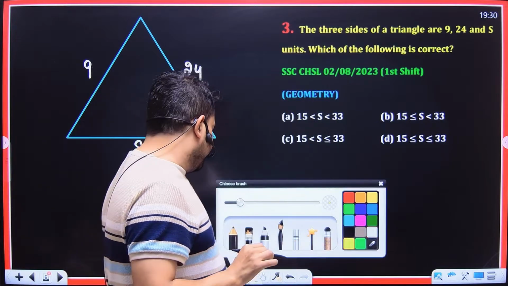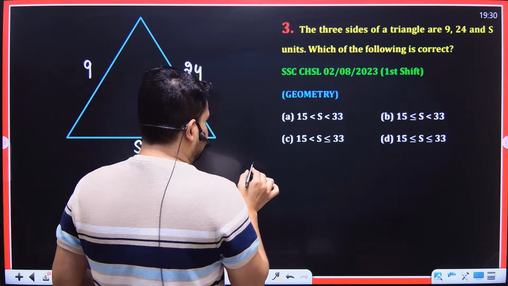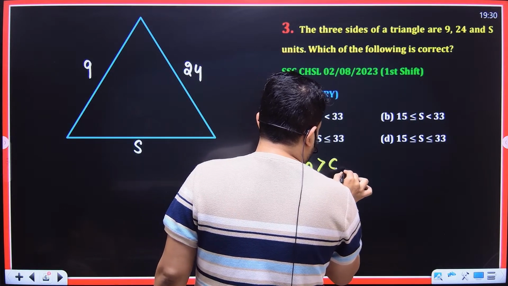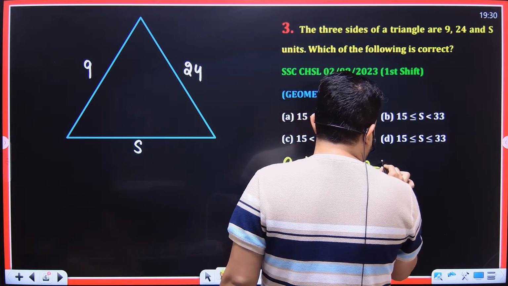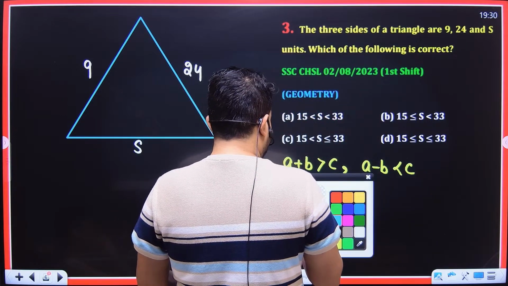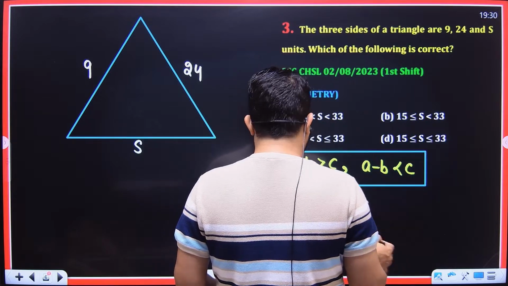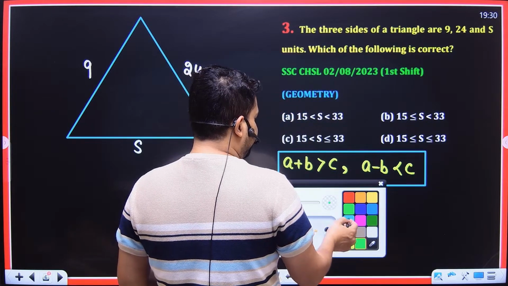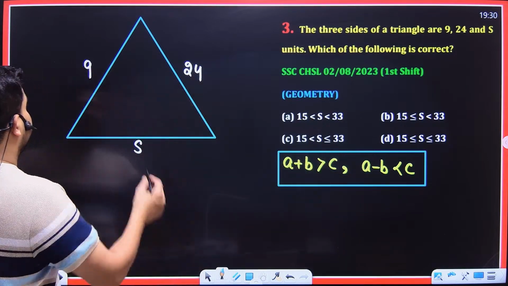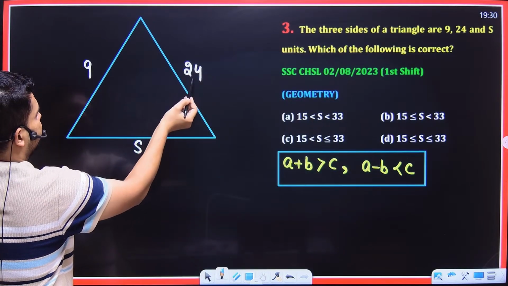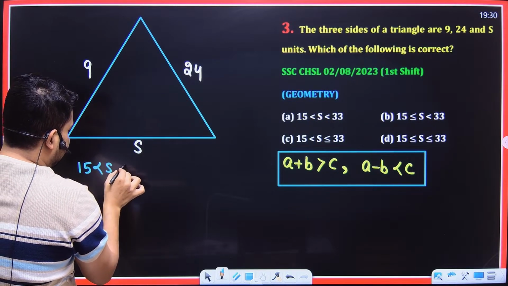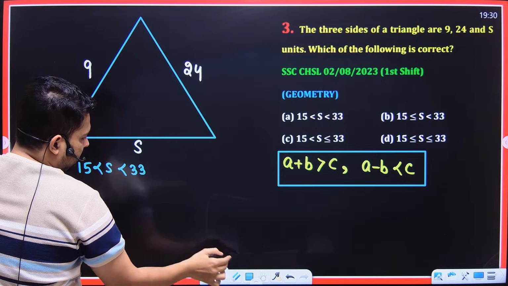For the formation of a triangle, we have a condition that the sum of two sides should be greater than the third side, or the difference of the two sides should be less than the third side. This is the condition for the formation of a triangle. Here the difference is 24 minus 9, which is 15. So s would be greater than 15 and less than 33. 33 is the sum.